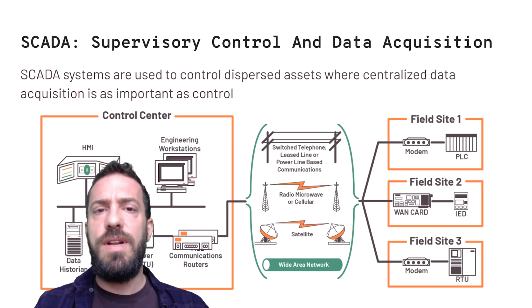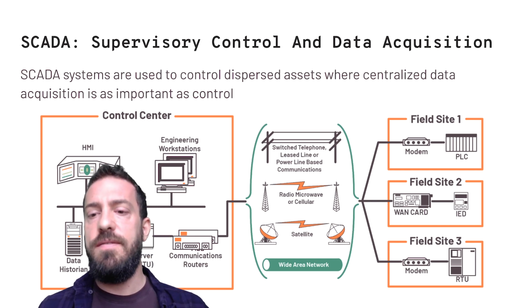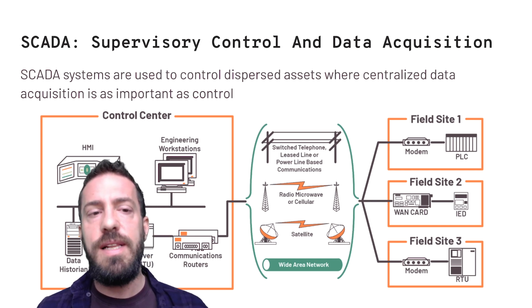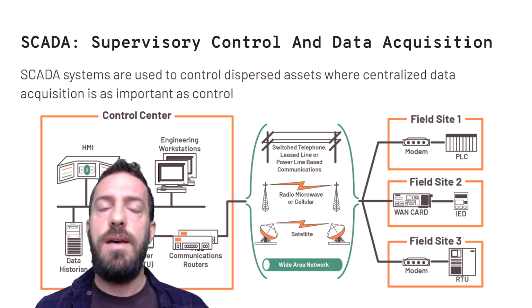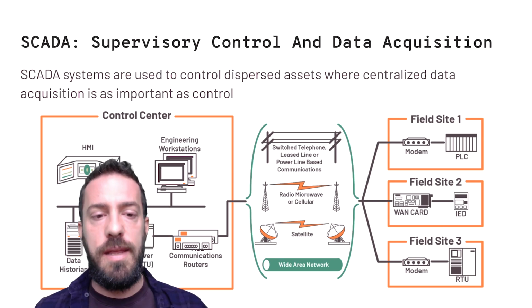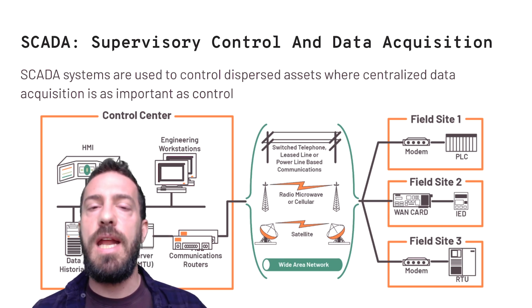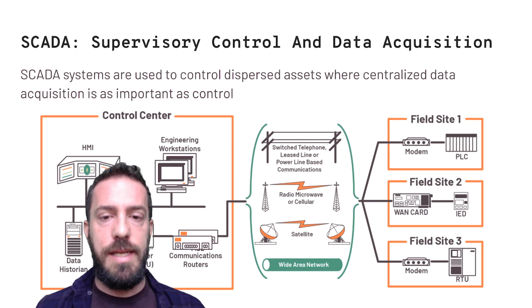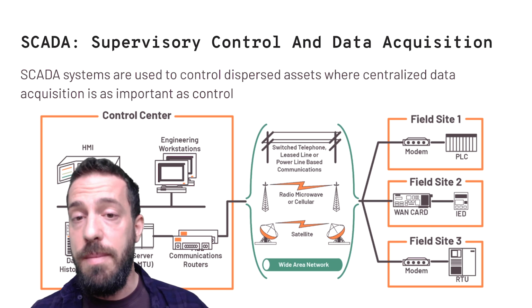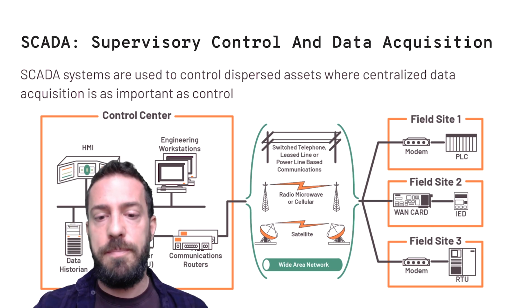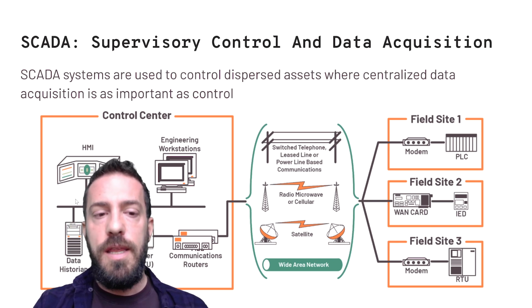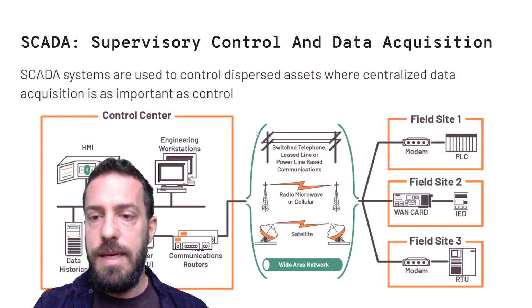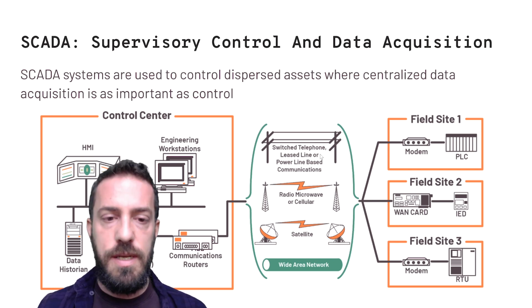SCADA is more event-driven. So you receive events, you receive information from your field sites, and then humans will make decisions based on the data they receive. So if you see some kind of a problem appearing in one of your field sites, then an operator can make a decision about taking some action to correct the problem. The communication from the main site to the field sites can be in different forms.